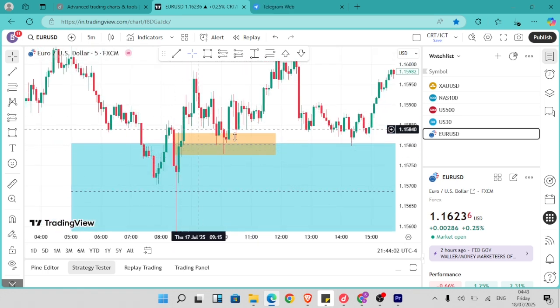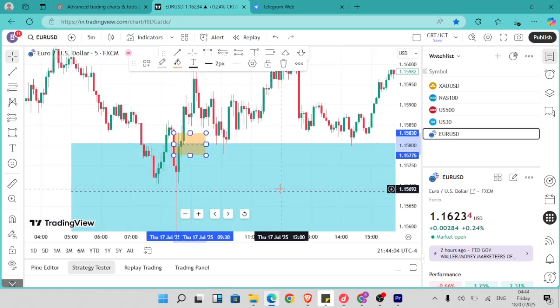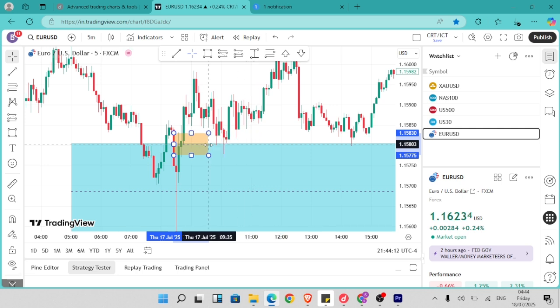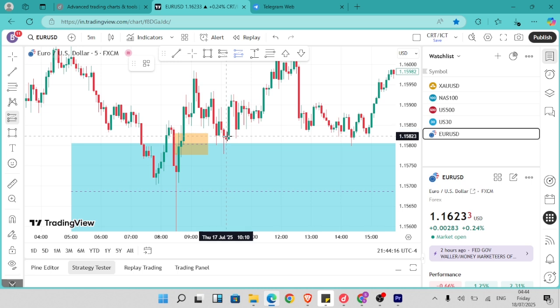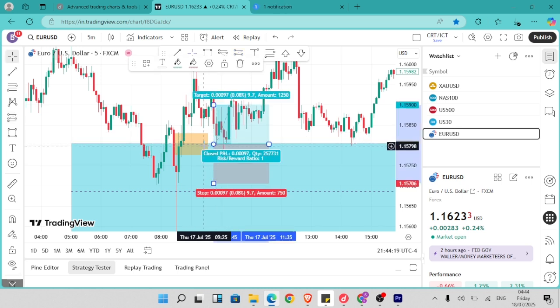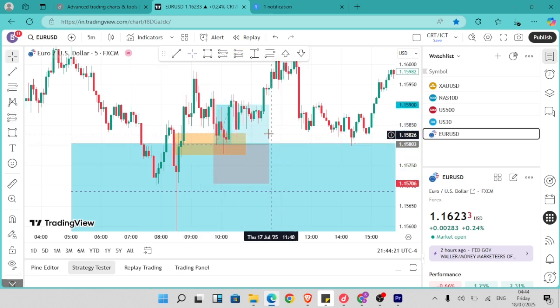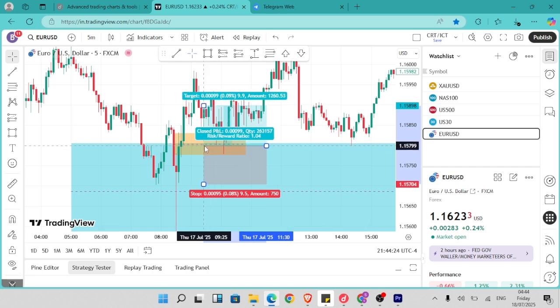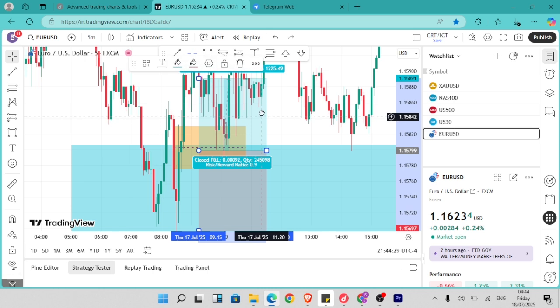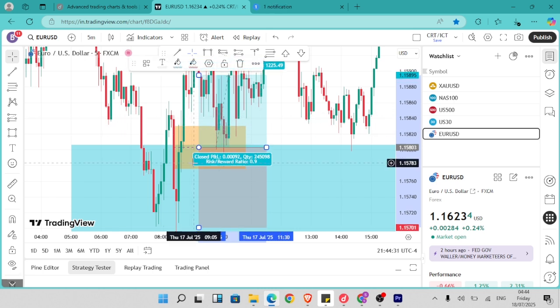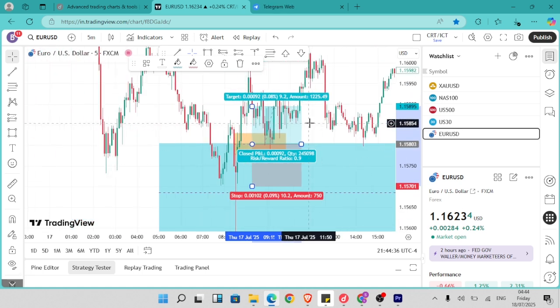So since we have identified our dealing range, our discount zone and our inverted fair value gap, as price is still trading above here, we will set a pending order, a buy limit right there, at the midpoint of this inverted fair value gap, which is inside the discount zone.